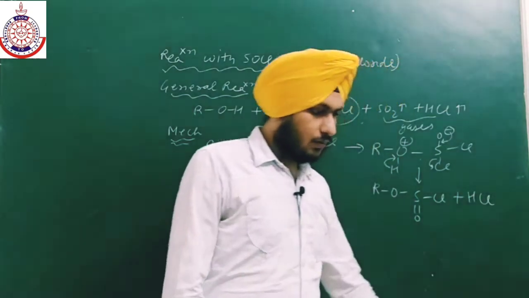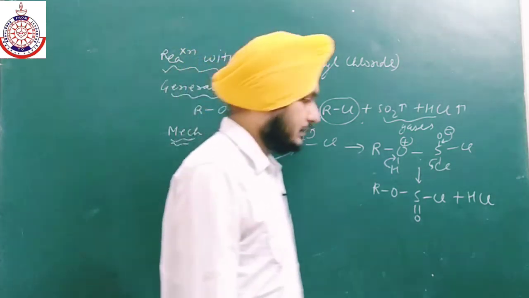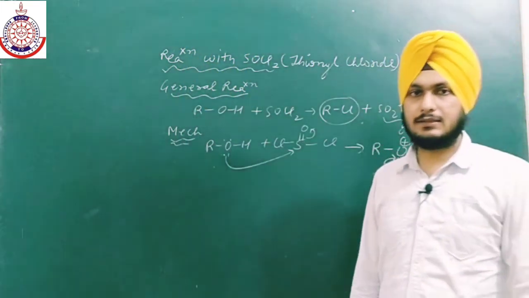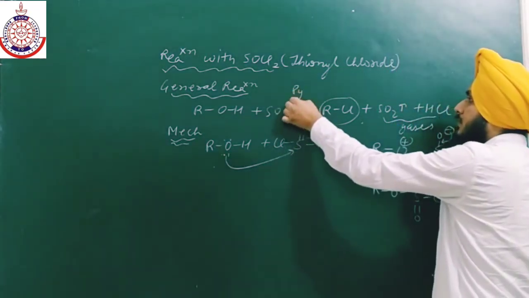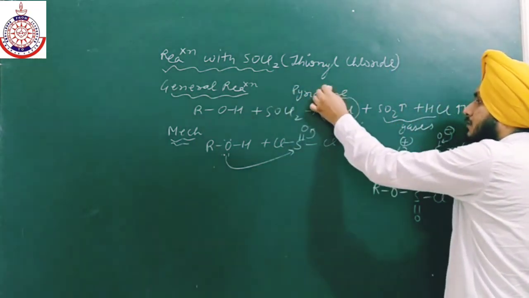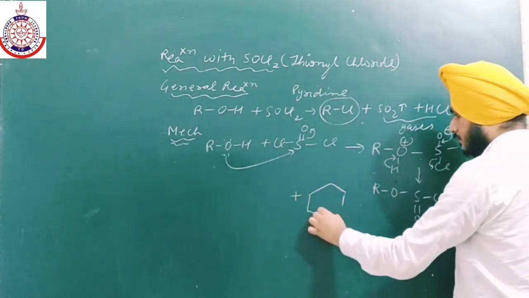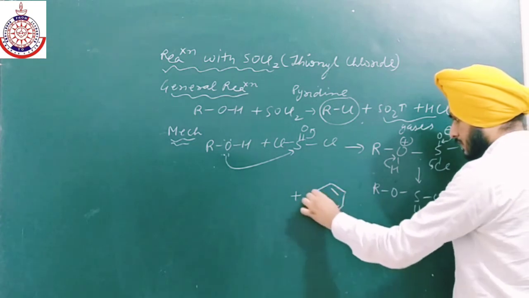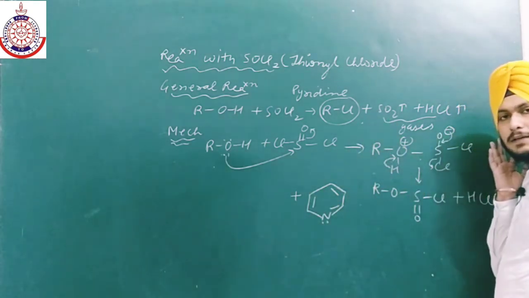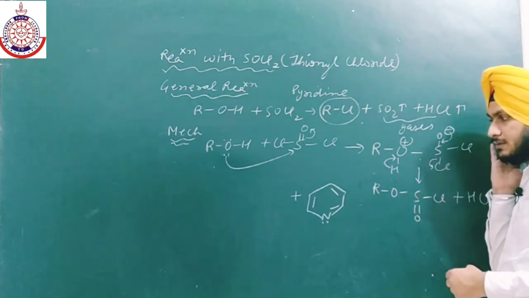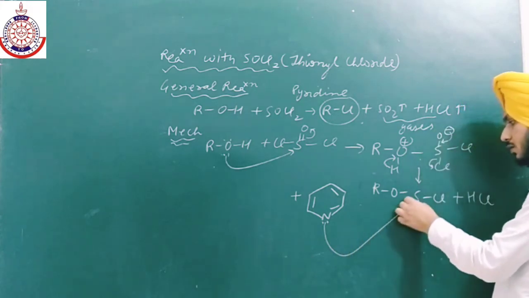Okay, so now the role of catalyst comes into the picture. In this reaction pyridine is used as a catalyst. Okay, so here you have to mention the catalyst also, pyridine. Now the structure of pyridine is this, with lone pair over here. Now this lone pair is not delocalized. Okay, so these lone pairs are available and they will attack over here.